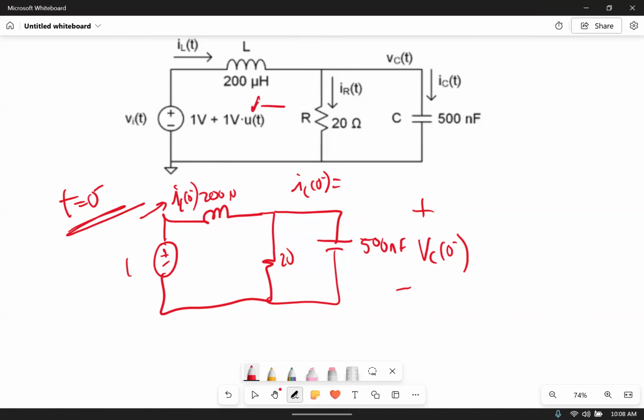Okay. So this here doesn't exist until T equals 0, right? So it's off at t equals 0. So there's no current. IL of 0 minus is 0. Everybody agree with that?